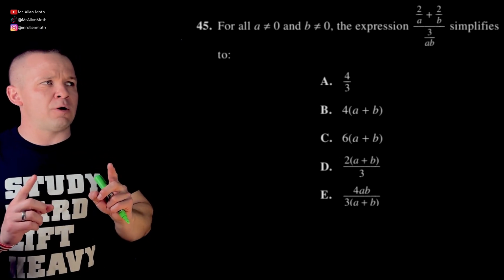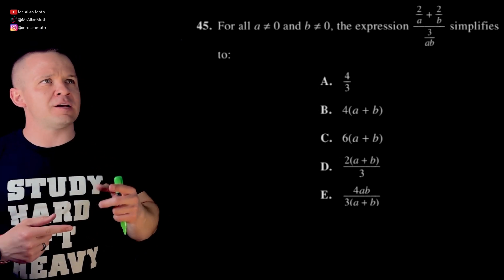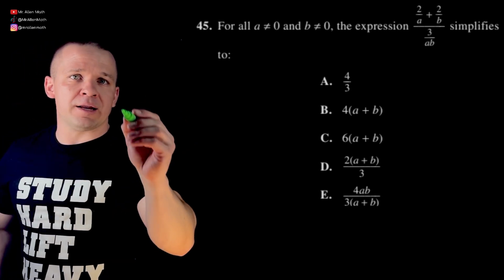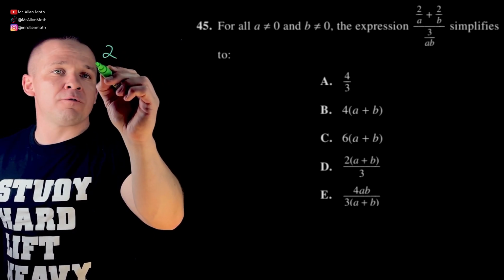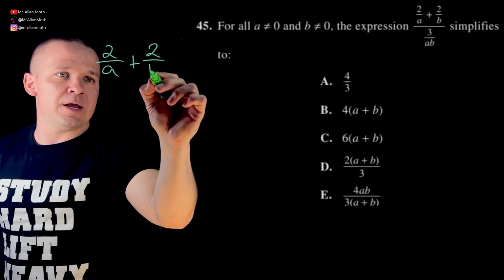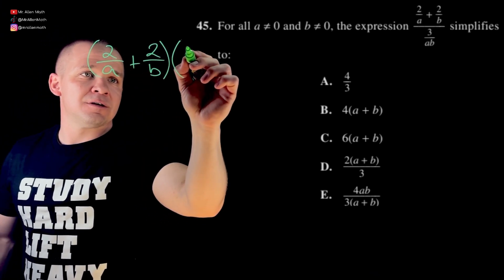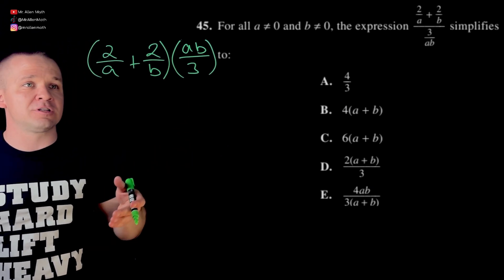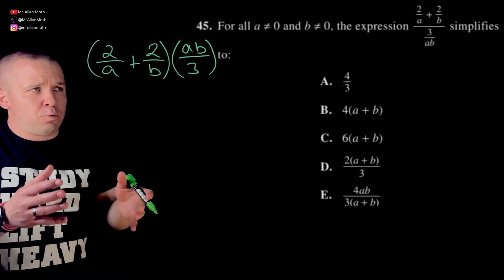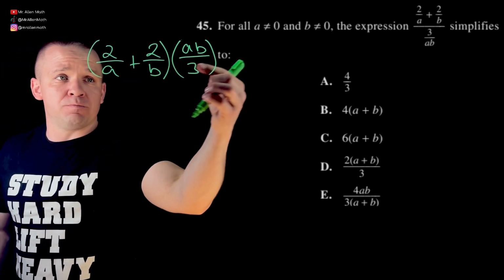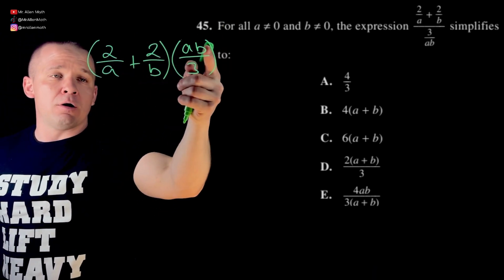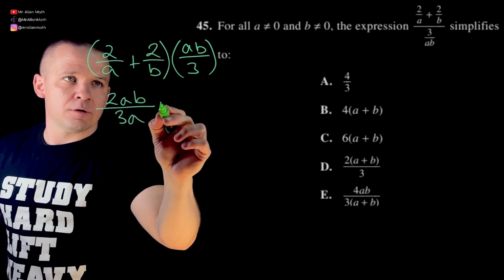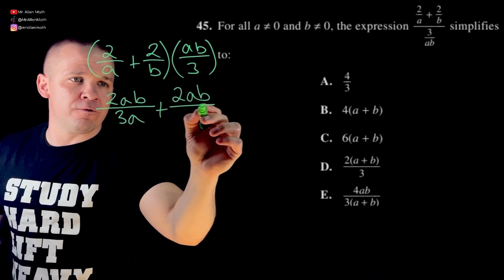But what we do need to remember is that when you're dividing by a fraction, you can write it as multiplication by multiplying by the reciprocal. Some people say keep, change, flip. But here's how we're going to write it now. So we're going to have 2 over a plus 2 over b times ab over 3. So I flipped the denominator and changed it to multiplication. So now let's work with this a little bit. I've got 2a, you can just multiply numerators, you can distribute through, multiply denominators. So I've got 2ab over 3a plus 2ab over 3b.